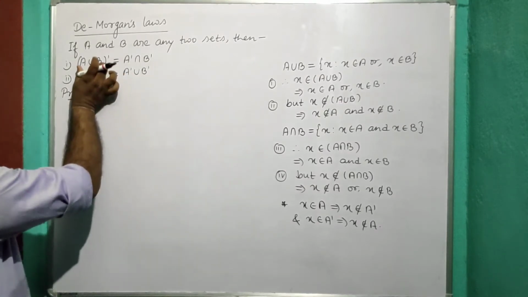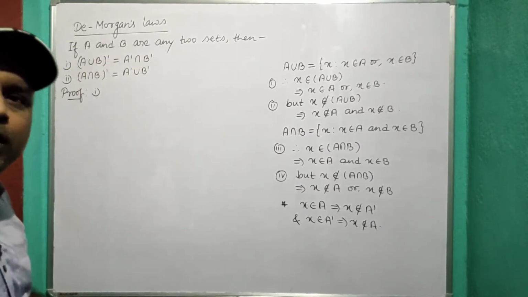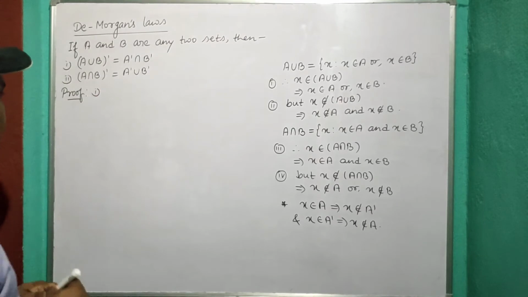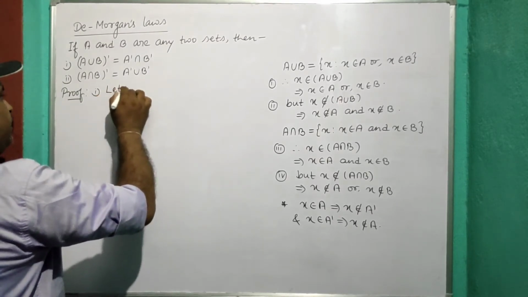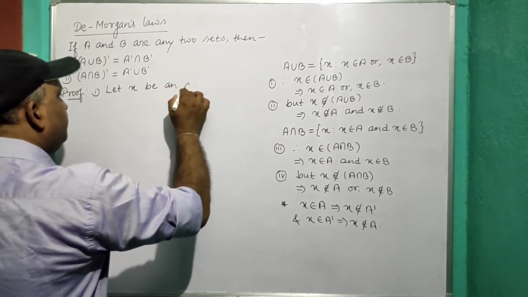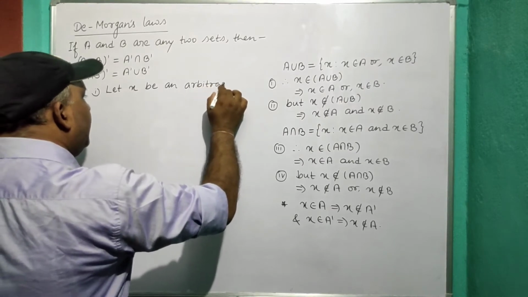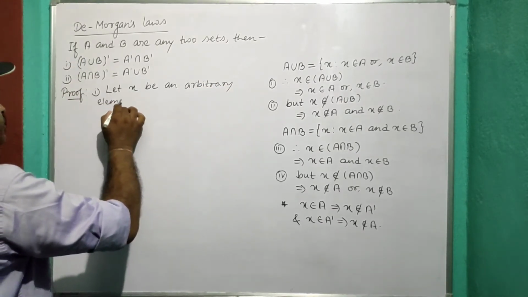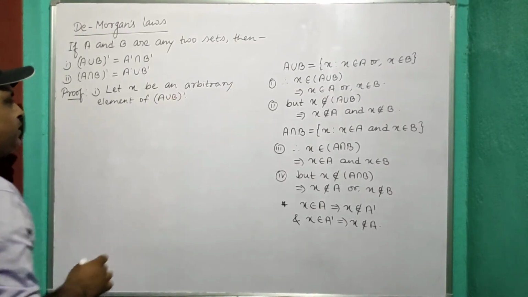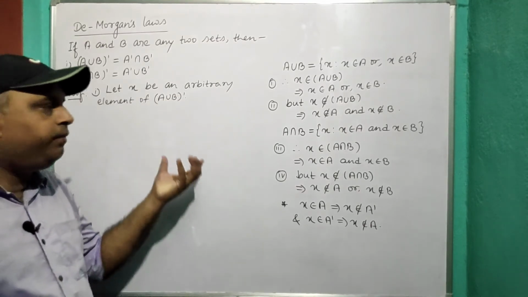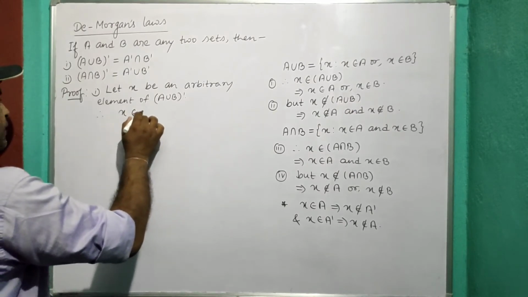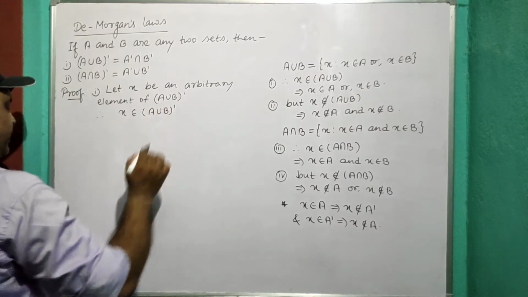Now if you have to prove that this is equal to this one, then we need to prove that this is a subset of this one and this is a subset of this one. For that, let us take x as some element. So let x be an arbitrary element of A union B dash. It means x is some element of complement of A union B. Therefore, x belongs to A union B whole dash.